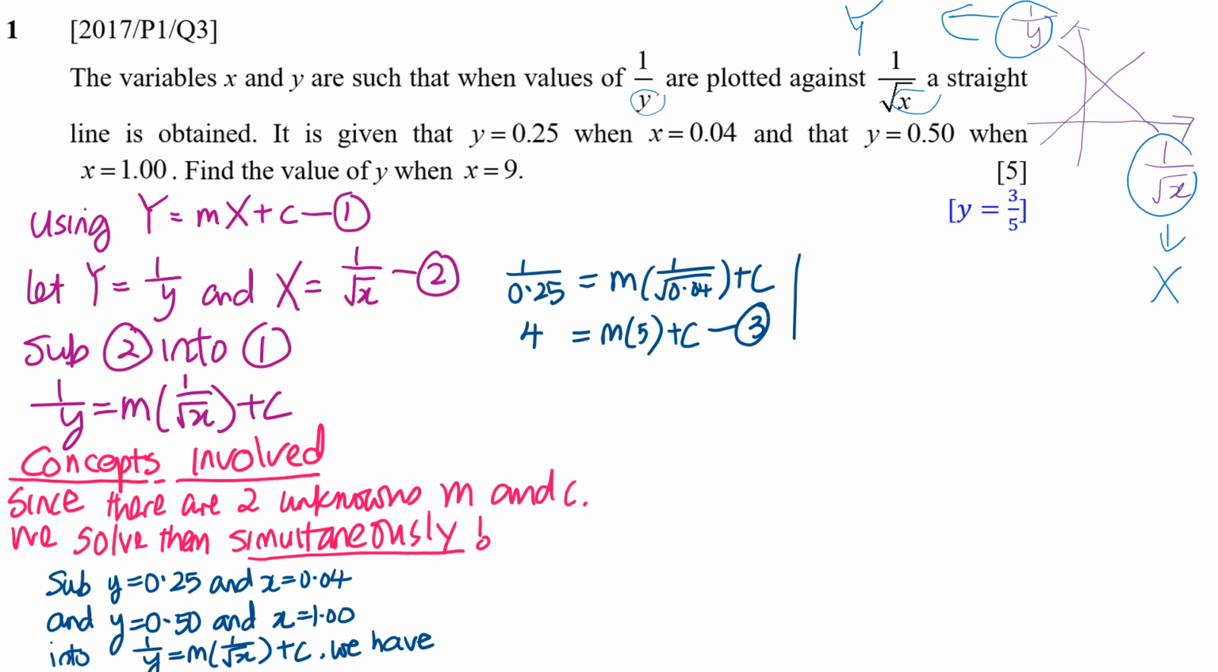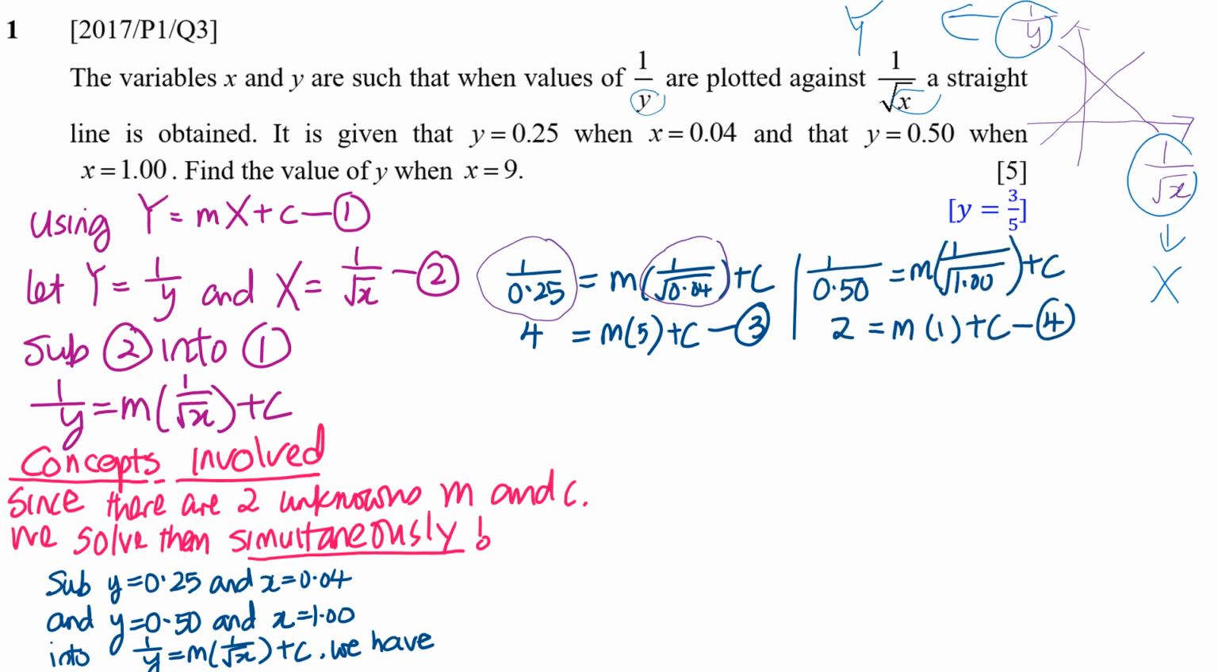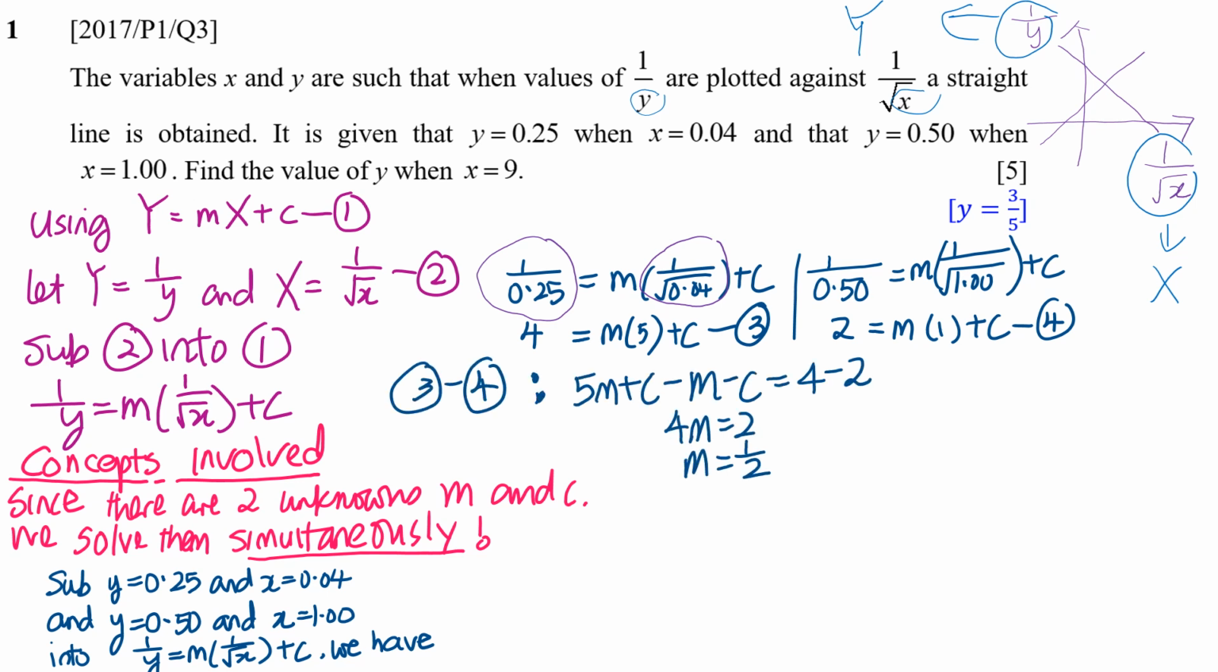And this you can easily use a calculator to evaluate. Don't bother yourself using manual calculation, just use a calculator. Likewise for this, just use a calculator and you end up getting 4 equals to m times 5 plus c. So we're going to call that equation 3. Using the second set of data given, we can form a second equation, equation 4, and we're going to solve them simultaneously. So we're going to take equation 3 minus 4. Right, so we get m equals to half.